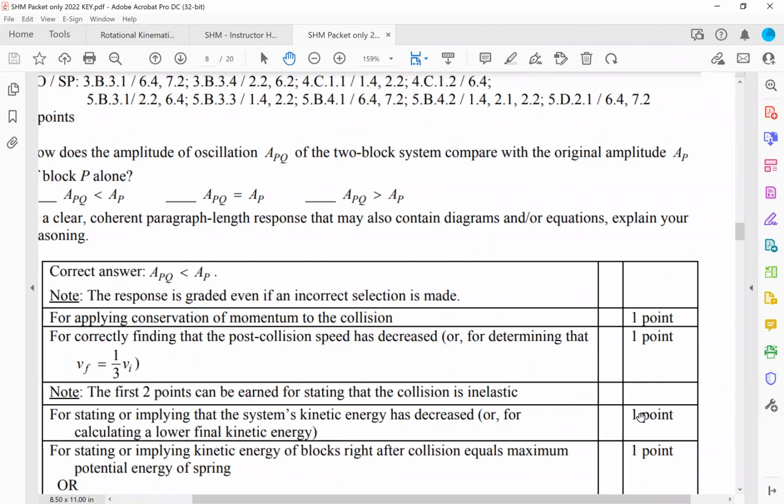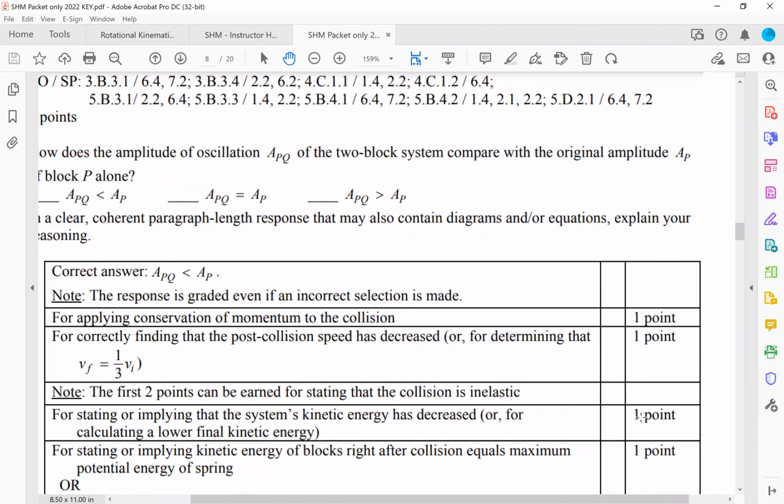And so correct answer, I think that's the one we checked, right? P is greater than, or PQ is less than P. Notice there's no point for checking the box. And it says note, the response is graded even if you select the wrong thing. And so they'll always grade your paragraph, okay? They'll always grade your paragraph.